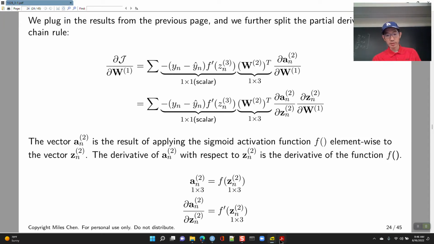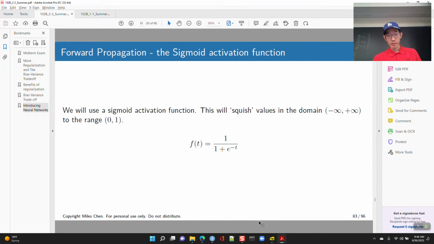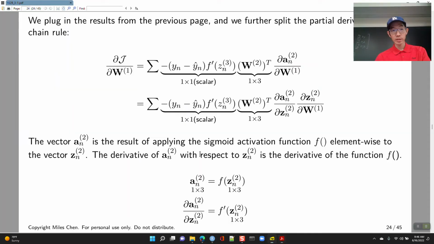Okay, so kind of looking through our functions, An2 is the result of applying a function to Zn2. So I'm kind of just going backwards through my slides here. So what is the gradient of this with respect to this? This is just going to be f prime of this.